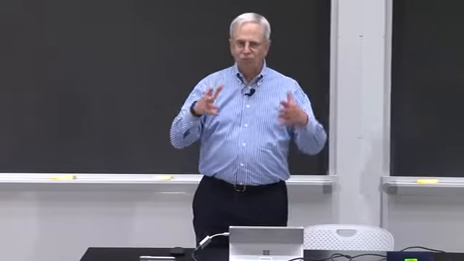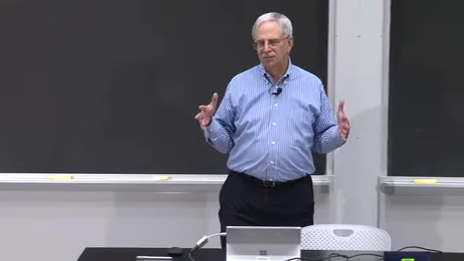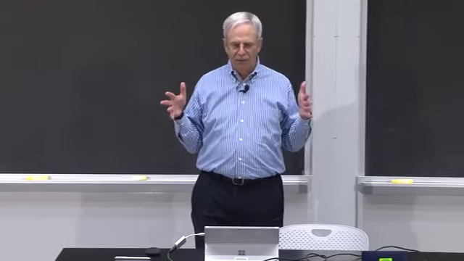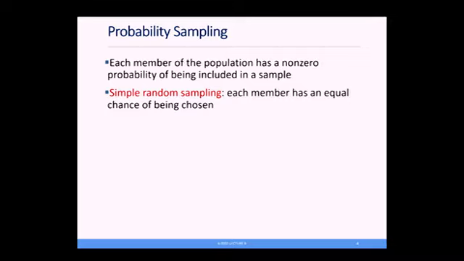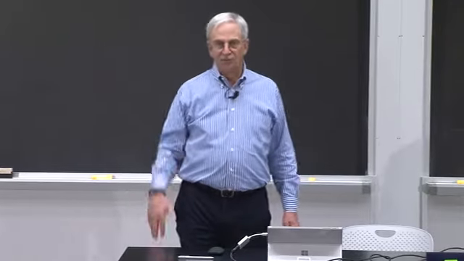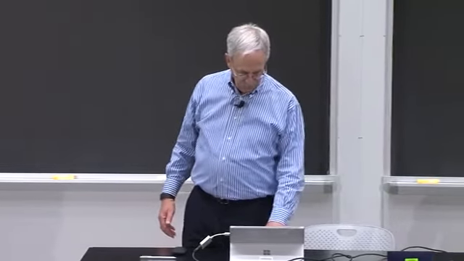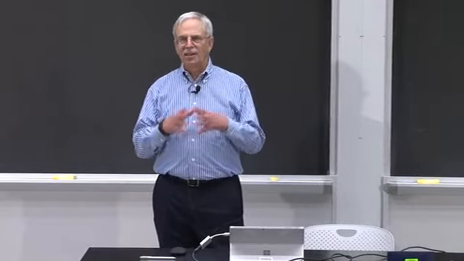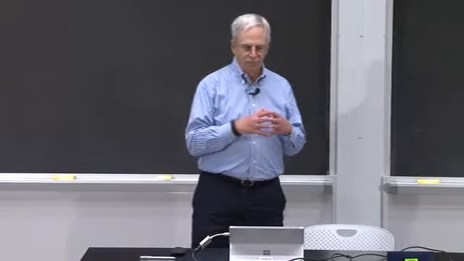There are, roughly speaking, 2 kinds. We'll spend really all of our time on something called simple random sampling. And the key idea here is that each member of the population has an equal probability of being chosen in the sample. All right, so there's no bias. Now, that's not always appropriate. And I do want to take a minute to talk about why.